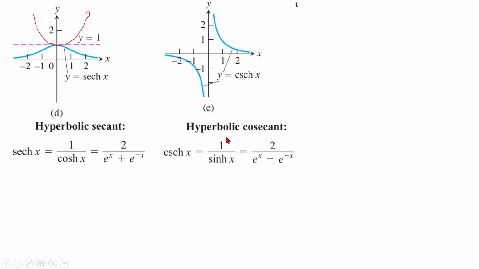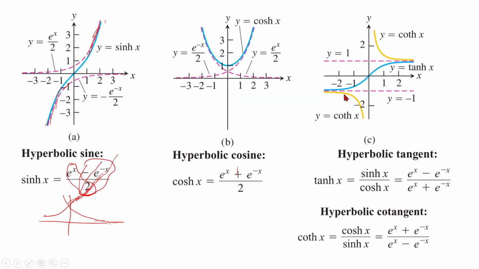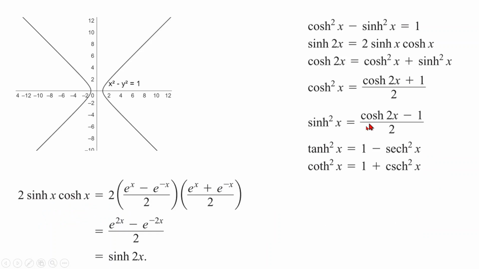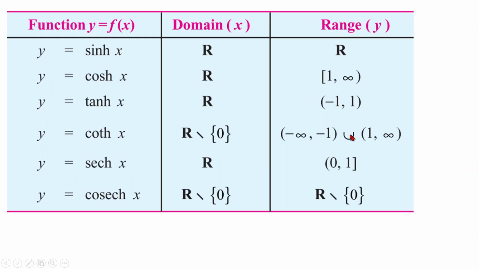What about coth x? The domain is minus infinity to plus infinity except 0. And what about the range? It is everywhere except minus 1 to 1, that is, minus infinity to minus 1 union 1 to infinity. And the domain obviously we have to remove 0.